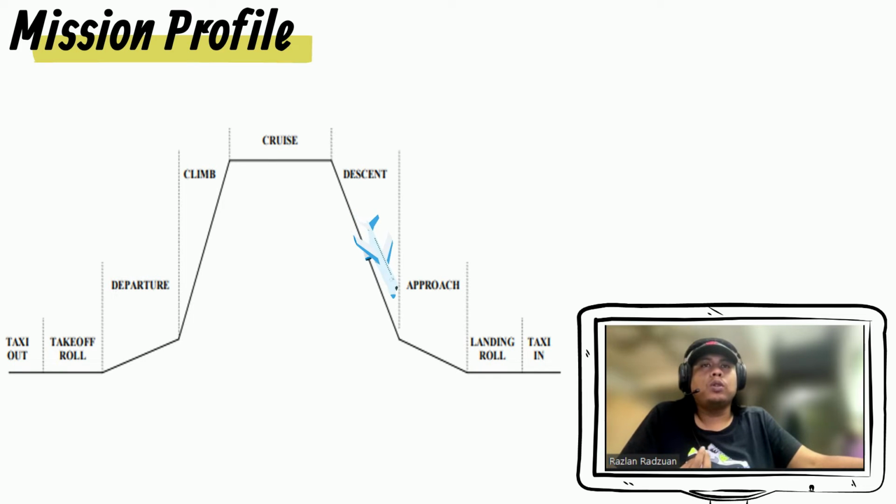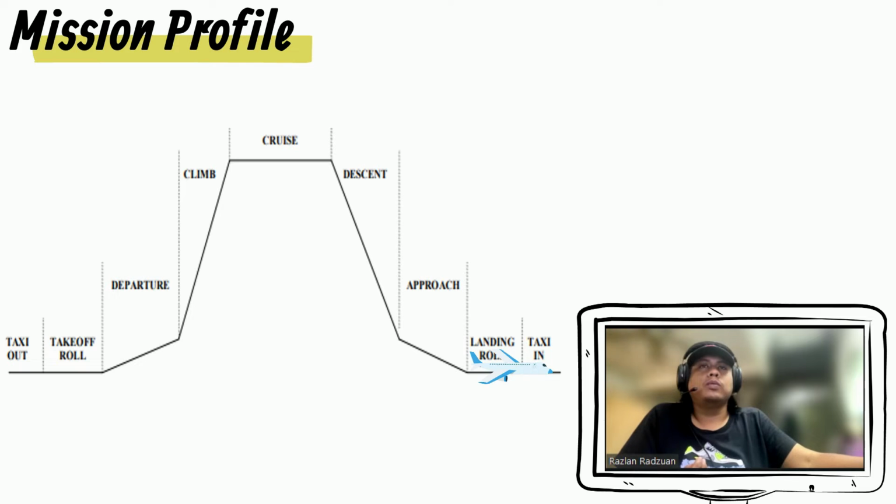So we are moving on to the next phase, which is approach. For approach, the flaps will be extended. And for the next phase, landing roll. For the landing roll, the aircraft touches down on the ground and the spoilers are switched on. And the last phase is taxi in, where the aircraft stops moving.